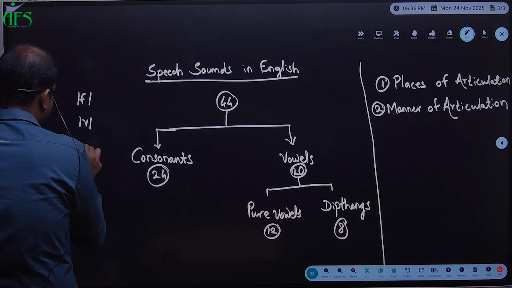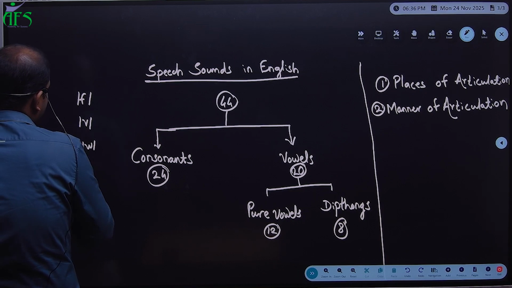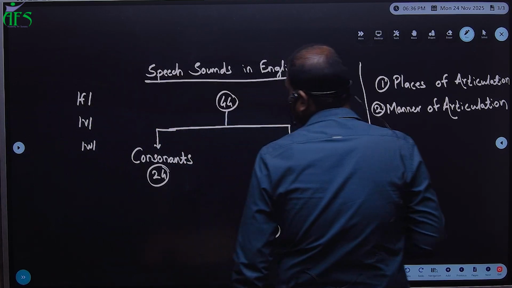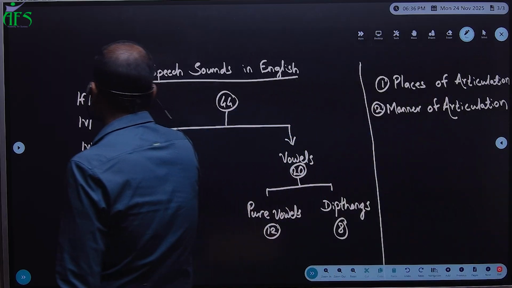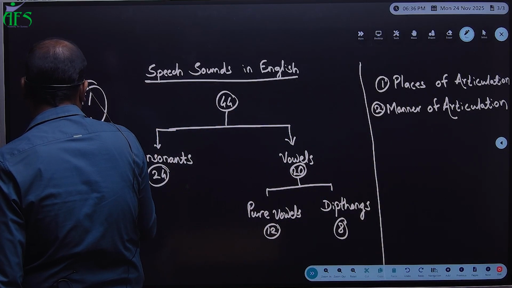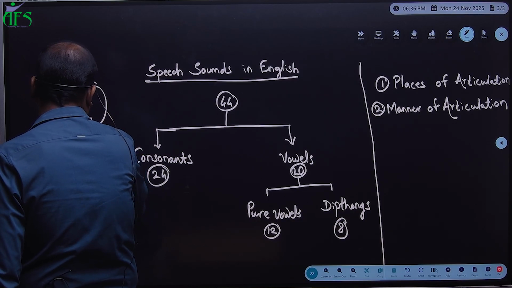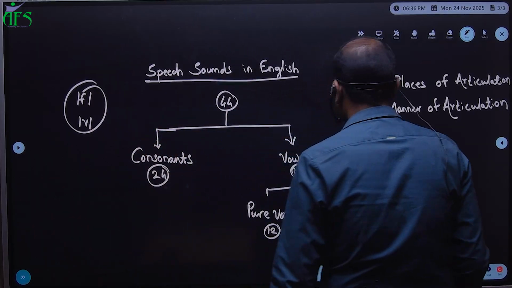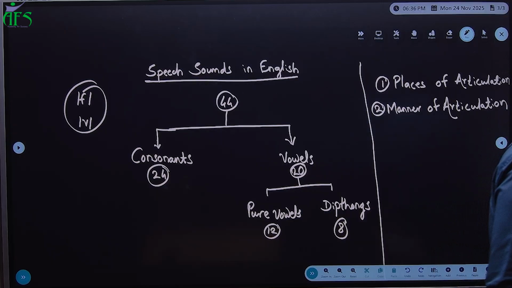Another letter is W. The first two are the labiodental sounds. This one is a semi-vowel. Do remember, f and v are the two labiodental sounds.